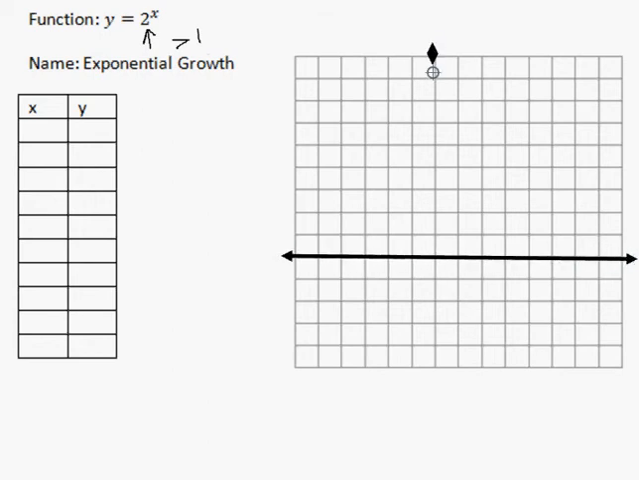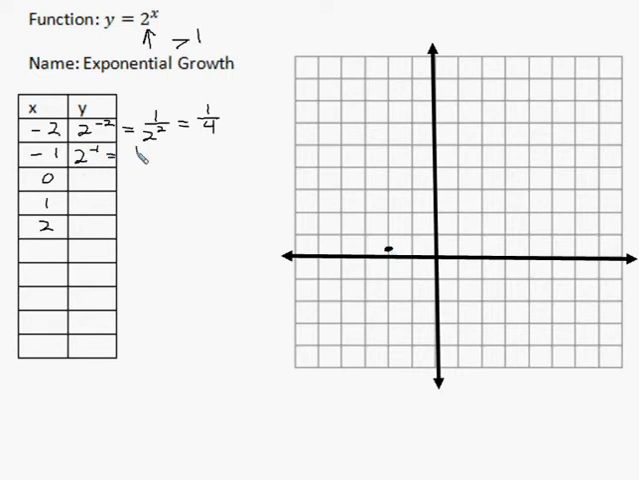So let's go ahead and put our x-axis and y-axis here, and we're going to choose some points and see if we can graph them. So let's start, let's do negative 2, negative 1, 0, 1, and 2. 2 to the negative 2. If you remember what negative exponents mean, that means we're going to move this to the denominator, and it's going to be a positive exponent. So that's 1 over 4. So we have negative 2, 1/4. And then negative 1, 2 to the negative 1. Well, that's 1 over 2 to the first, which equals 1/2.